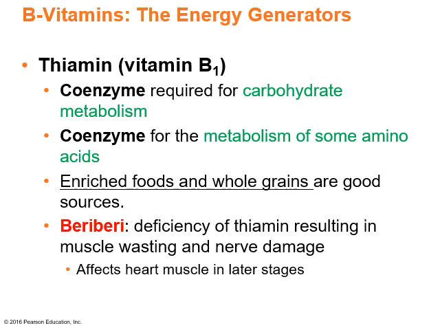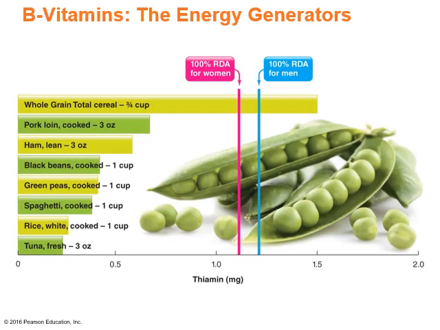Beriberi, this is a deficiency disease that results in muscle wasting and some nerve damage. So if you don't get enough, this is a disease that can manifest itself. Beriberi affects heart muscle in the later stages as well. So that's obviously a pretty bad situation. There you go. Some whole grain total cereal has a whole lot of it. Pork loin, ham, so some meat sources, some legumes there, black beans, green peas, spaghetti, white rice, tuna. Good sources for B1.